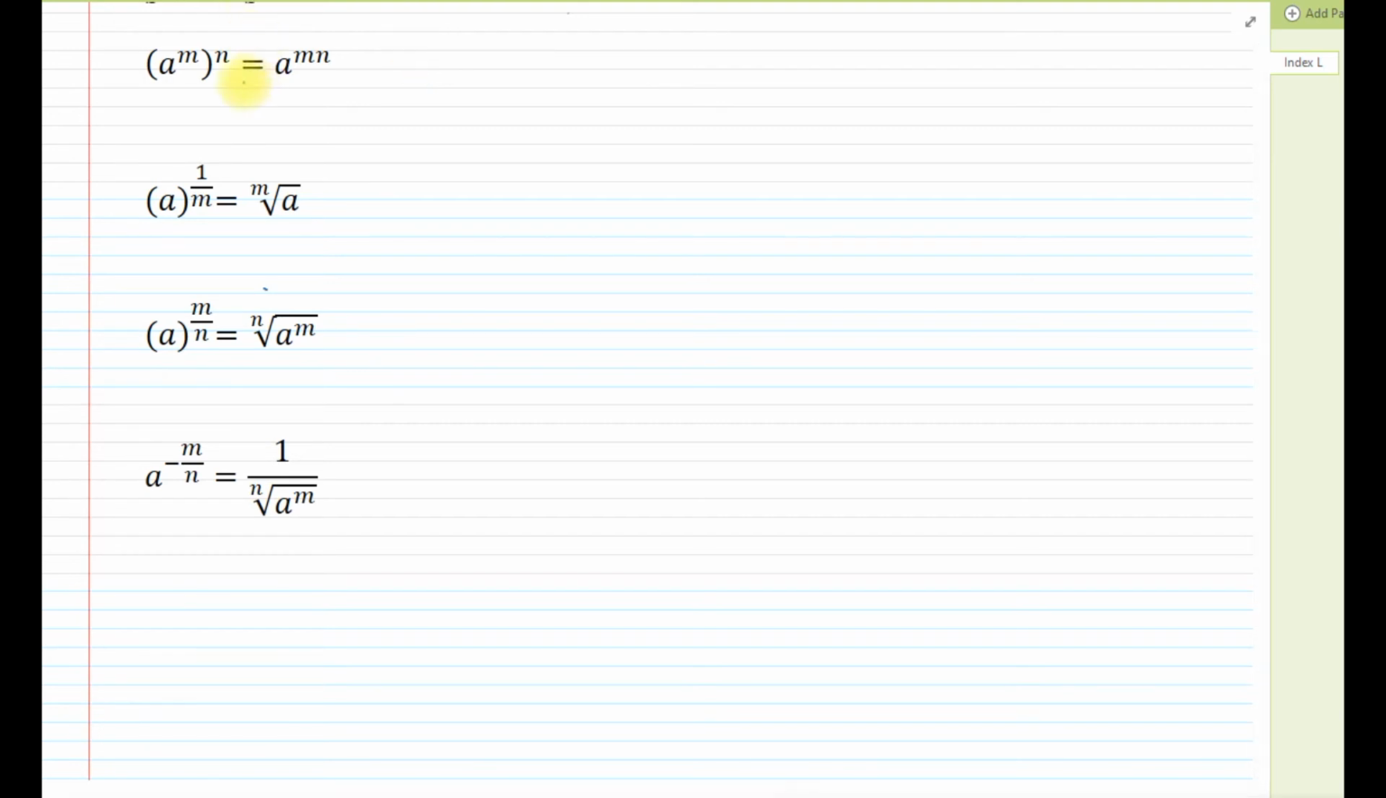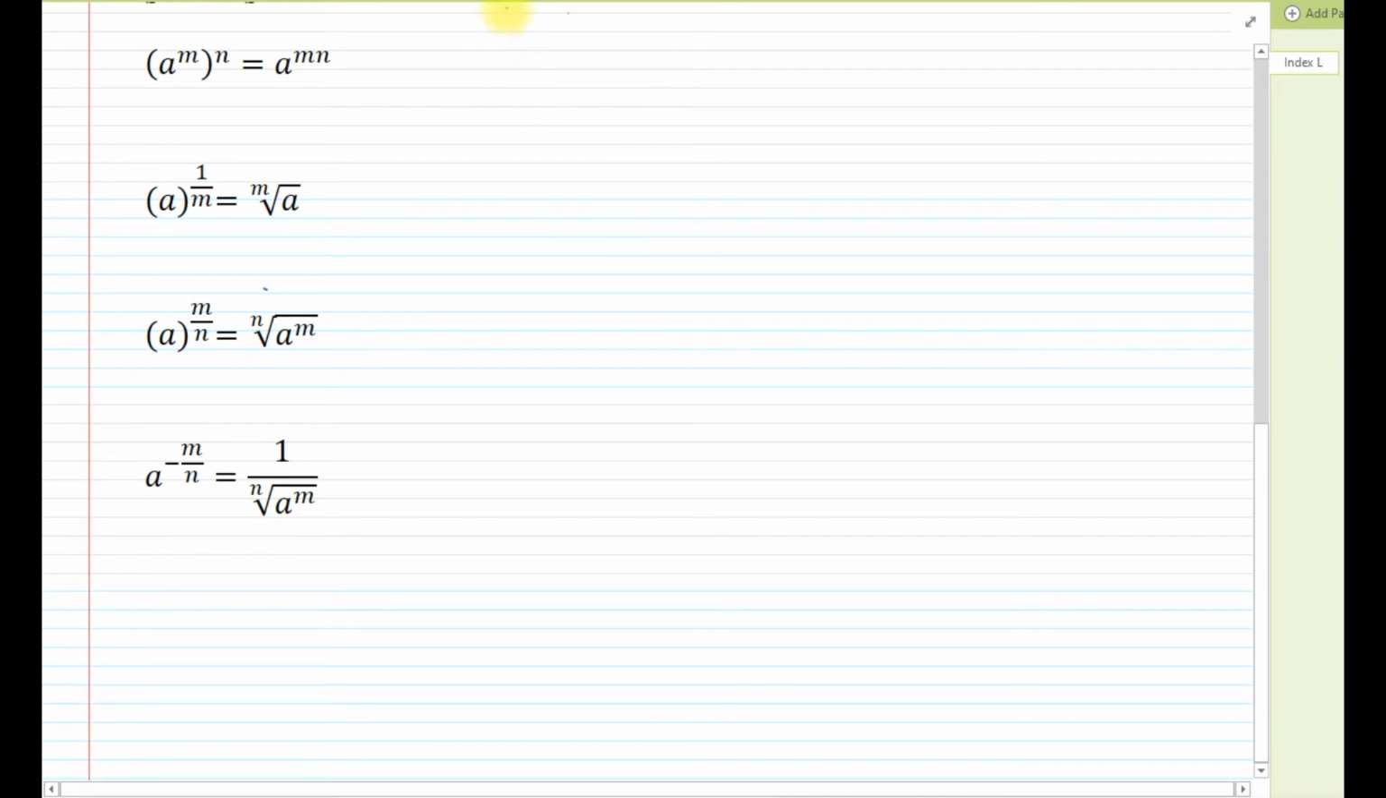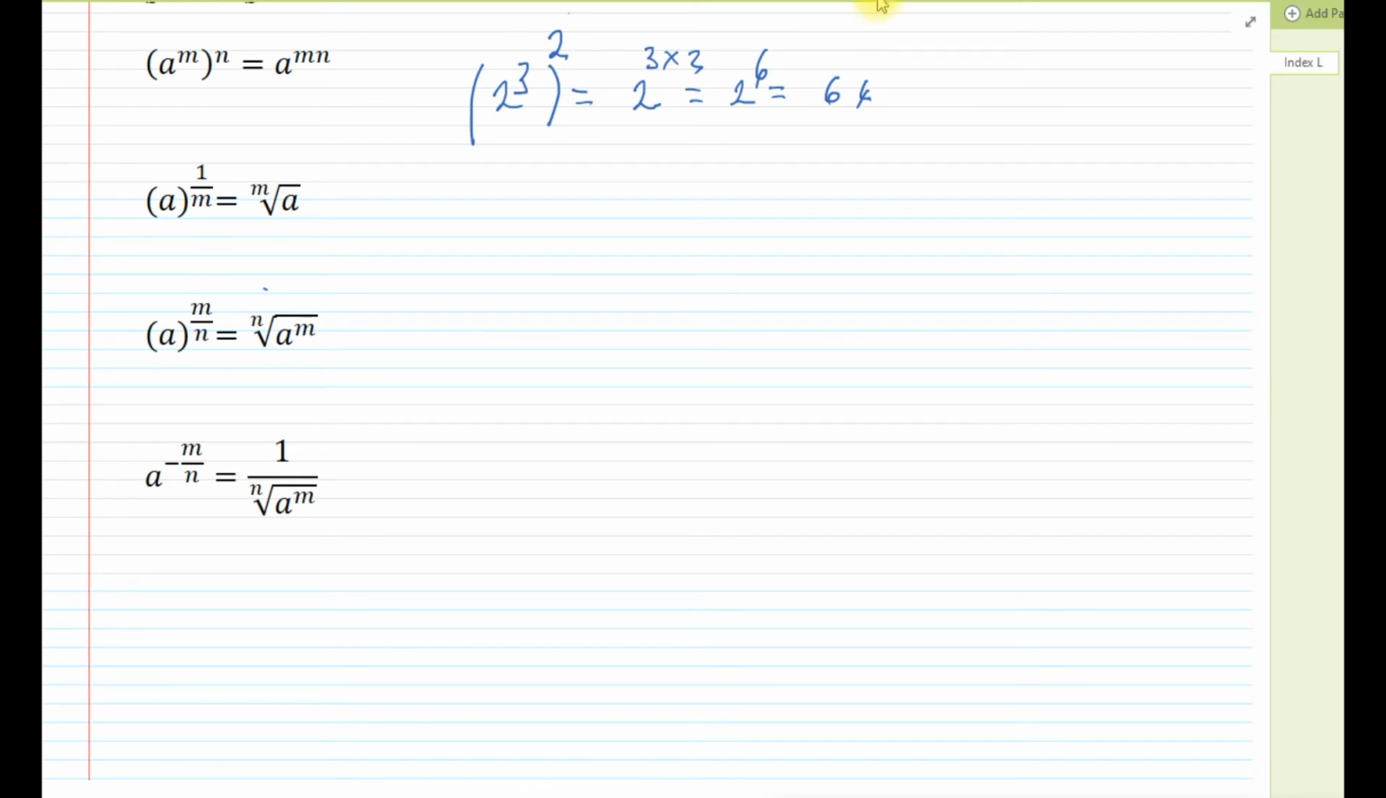We next look at the expression where we have a to the power m, all of it raised to another power. In these situations, the indices multiply. For example, if I have 2 to the power 3 and all of this is raised to the power 2, then this will be equal to 2 to the power 3 times 2, which will mean 2 to the power 6, which will be 64, if I do my maths correctly, because I know 2 to the power 5 is 32.